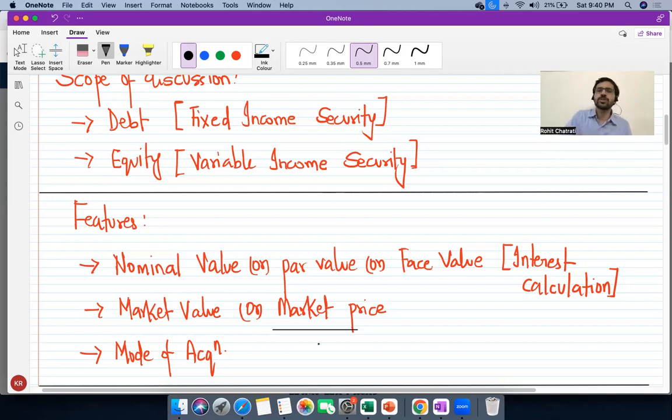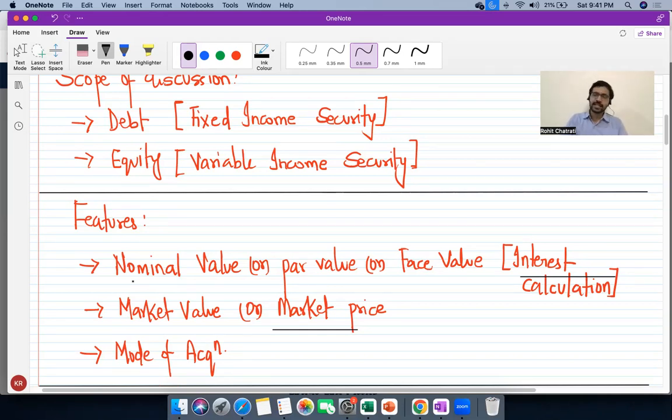We will not be using the word par value much, but I've just written it over here. We'll typically use the word nominal value in this chapter. The market price is going to be completely different from the nominal value, but the nominal value is of use to us for the purpose of interest calculation. For the purpose of calculating the interest that you're going to receive from the company, your market price is irrelevant. What is relevant is actually the nominal value.